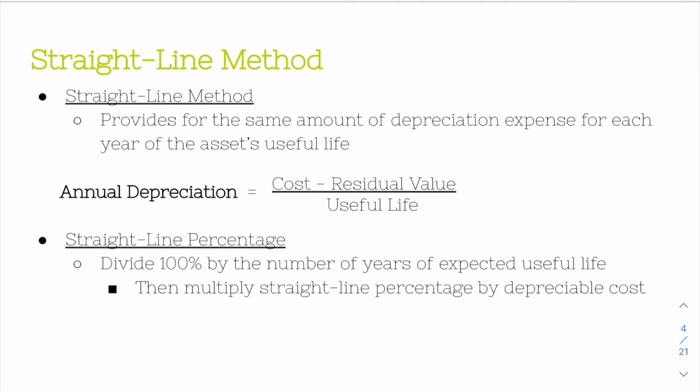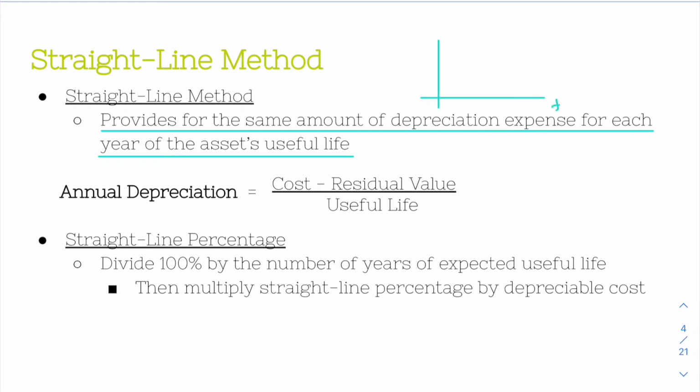The straight line method provides for the same amount of depreciation expense for each year of the asset's useful life. So every year the value is going to be exactly the same. If you look at it in the book, there's like a little chart and it does something like this where you have time down here and the amount of depreciation up here, and maybe it's years 1, 2, 3, and 4. Each year you're going to have the bar go up to the same height under the straight line method because your depreciation expense is going to be exactly the same in each year.